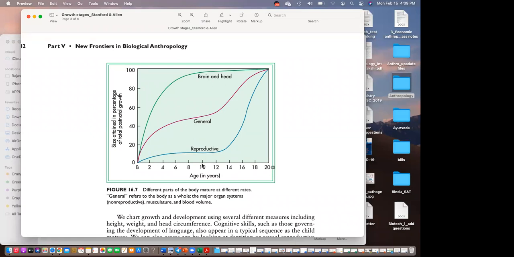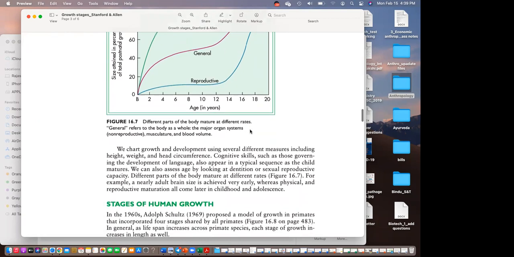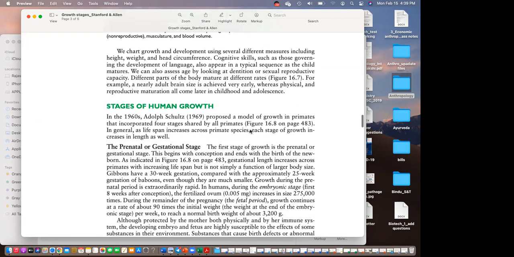You see the reproductive curve. I think I've shown this image or a similar chart to you. Reproductive development normally happens after about age 13 or 14 years. Brain development already happens at the age of 6 to 7 years. So maximum development of the brain happens early, and reproductive development happens later. These types of graphs are useful to you. You can use them in the exam.